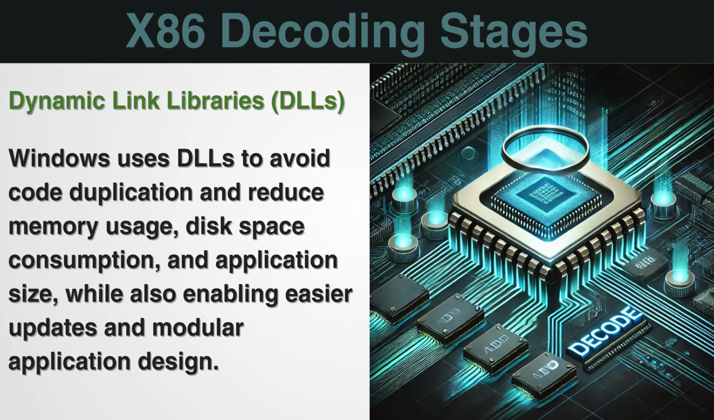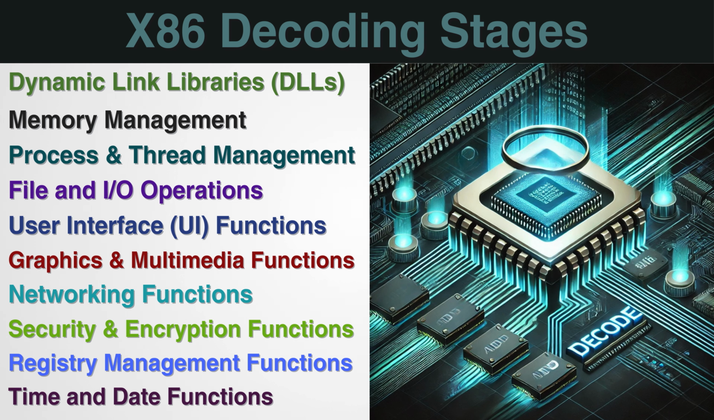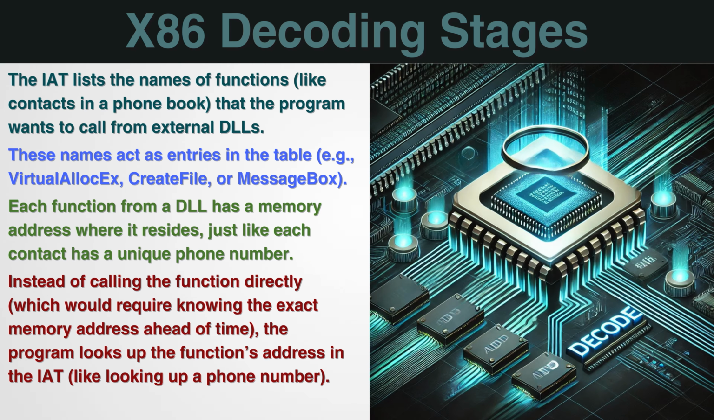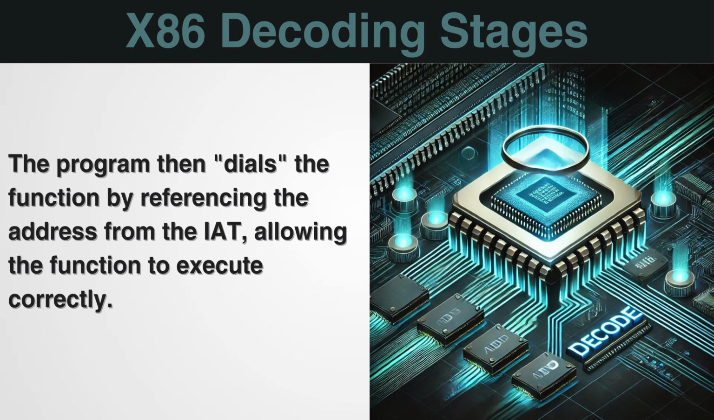DLL stands for Dynamic Link Libraries. They provide common functionality like file operations, networking, and cryptography, and the IAT ensures the application can locate these external functions at runtime regardless of their exact memory addresses. So the IAT is like a dynamic phone book. The functions are the contacts and the table entries are the phone numbers. When the program needs a function, it checks the IAT for the correct memory address.